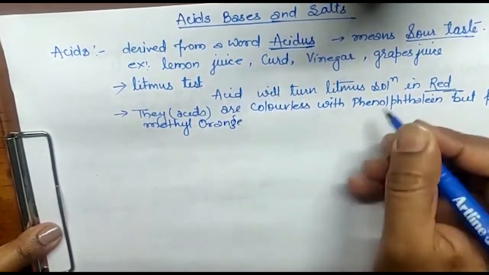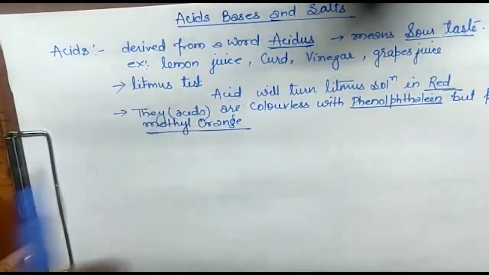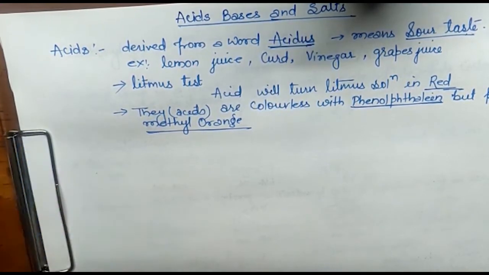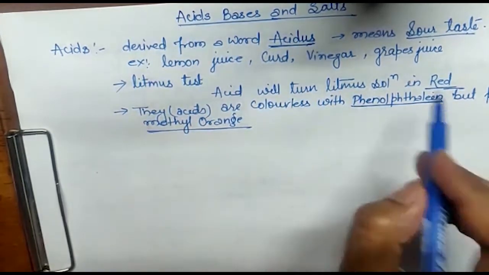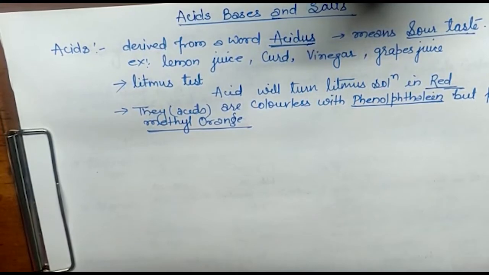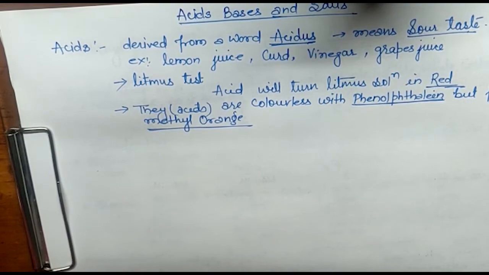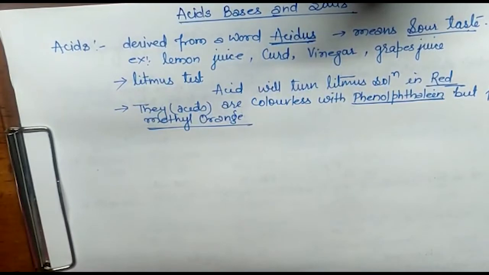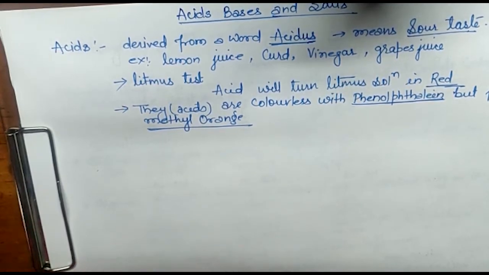Actually, phenolphthalein and methyl orange are indicators. Litmus is also an indicator. Indicator means it indicates whether the substance is acidic or basic. So if we add phenolphthalein to that substance and there is no change in the color, then we will say it is acid. And if we add methyl orange and the color of that solution changes to pink or orangish, we'll say yes, it is an acid. Got it?